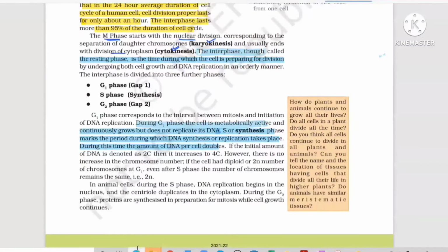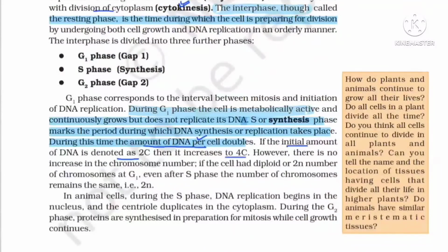That is why they are saying it. What is going on? In the replication, the amount of DNA content is doubled. If the initial amount is 2C, then it increases to 4C. There is no increase in the chromosome number. If the cell is having 2N, even after S phase, the chromosome number will be 2N only. I hope this much is clear.